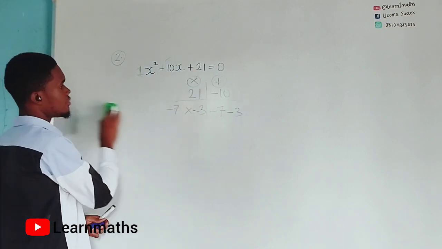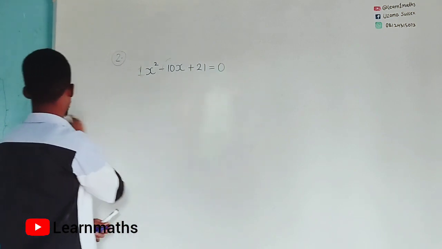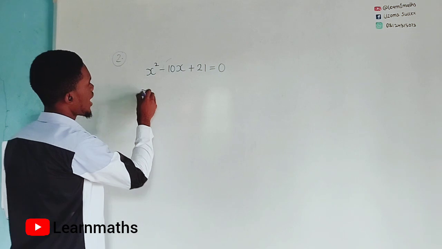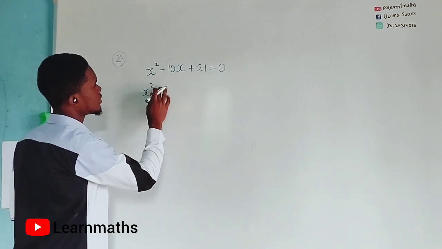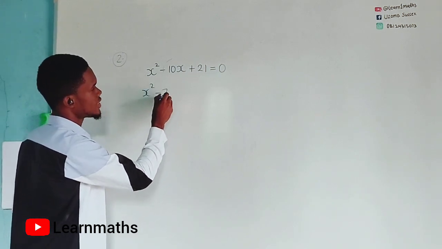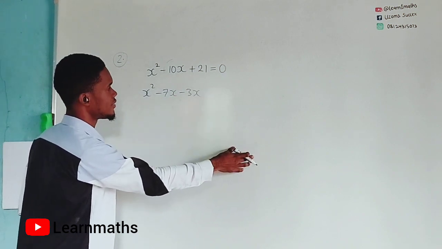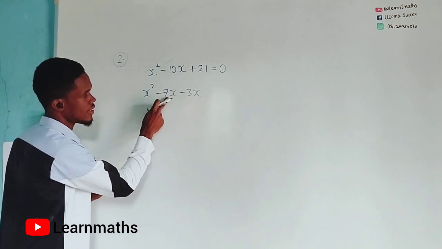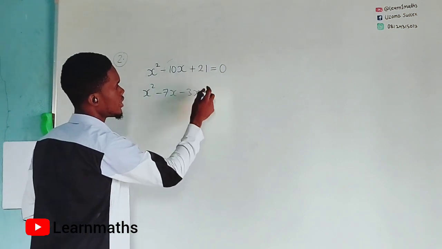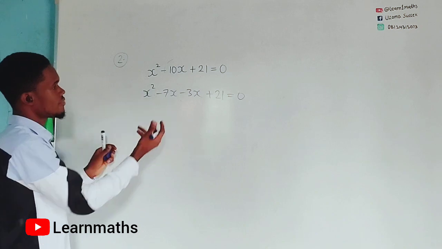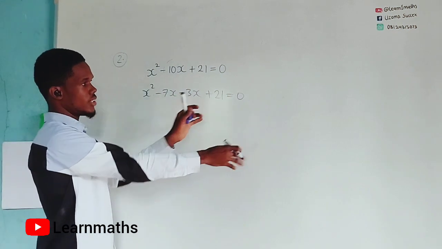So I'm going to have x squared plus negative 7x, negative 3x. I'm replacing the middle term with negative 7x and negative 3x. Then we have our plus 21 here, equal to 0. Now let's factorize these first two terms and also factorize the last two terms.